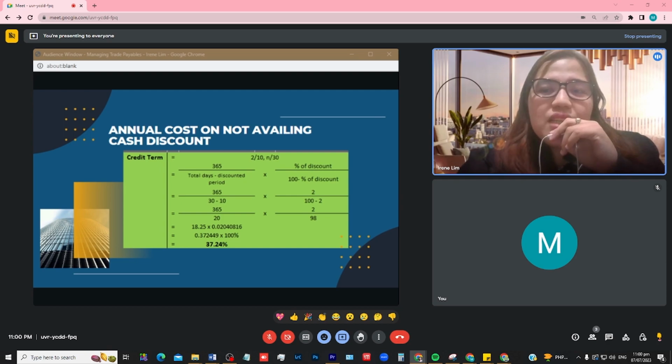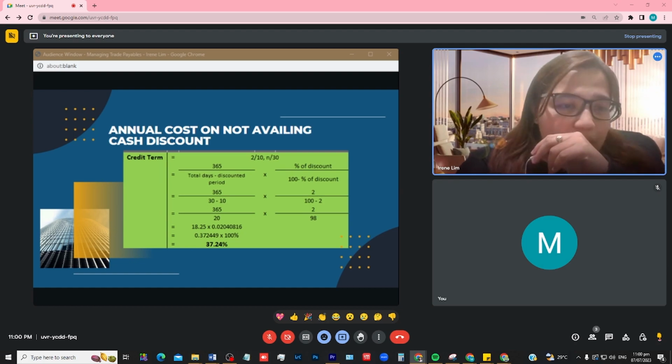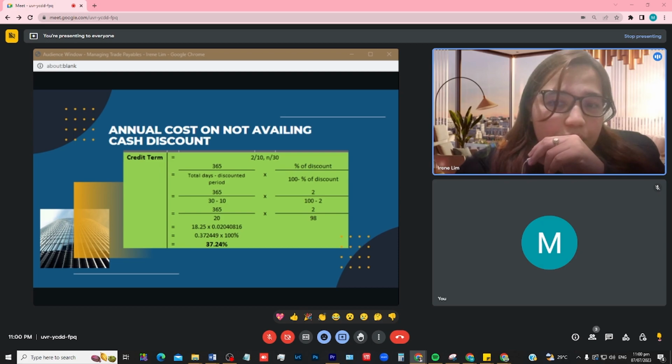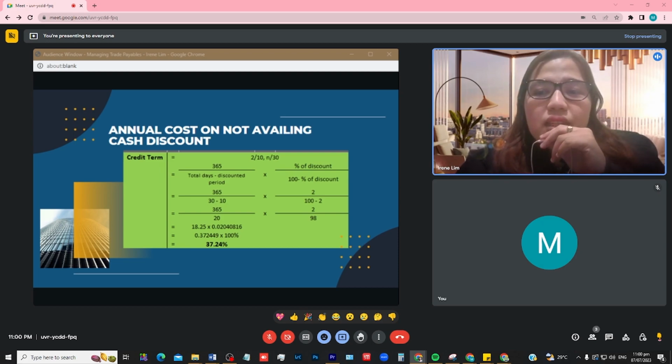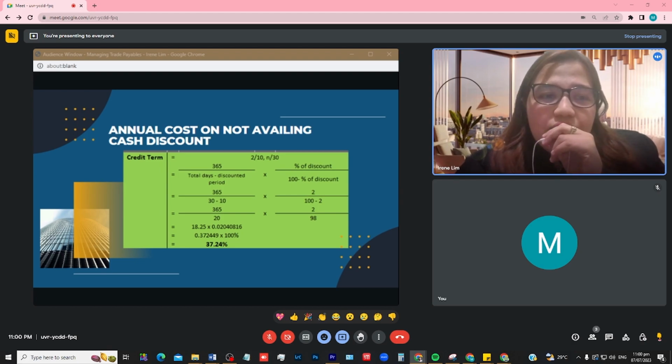Now I'm going to discuss the annual cost of not availing such a discount, and you will be surprised with the result. In computing the annual cost of not availing a cash discount, we have 365 divided by total days minus the discount period, multiplied by percent of discount over 100 less percent of discount. As you can see, 365 is divided by 30 less 10, multiplied by 2, which is the percent of discount, over 100 minus 2.